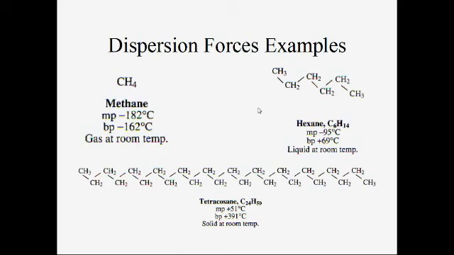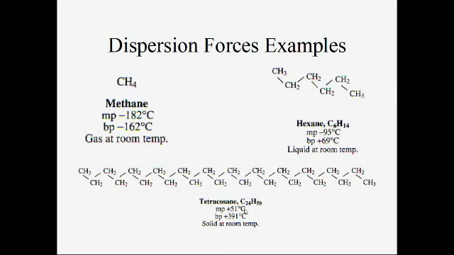As we increase the size of the molecule, the melting point increases to minus 95. Boiling point increases to a positive 69. So it's now a liquid at room temperature. So by increasing the dispersion forces, the molar mass, we're increasing the attractive force that's holding it as a liquid and as a solid. Then we go up to tetracosane, a 24 carbon molecule.